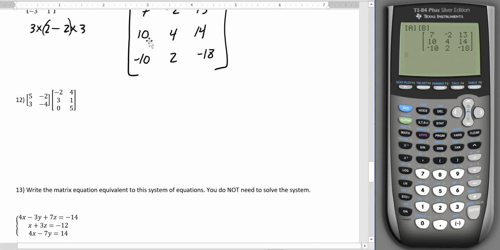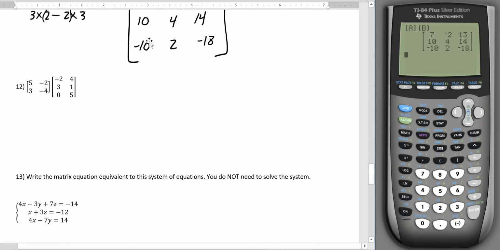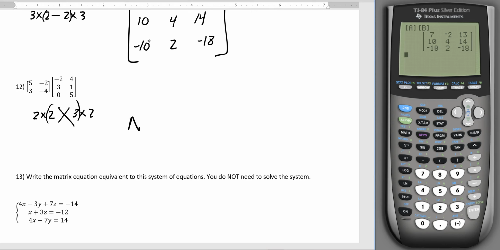Let's look at 12. Notice 12 is a 2 by 2 times a 3 by 2. The inside numbers do not match. So this one we would just say not possible. Can't do it.